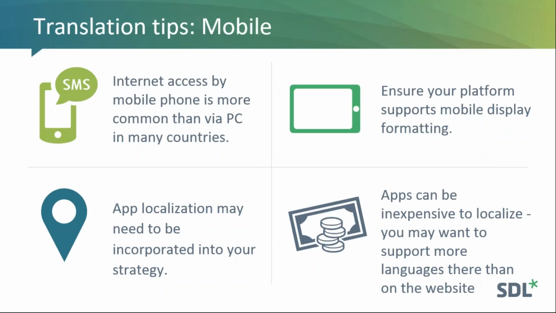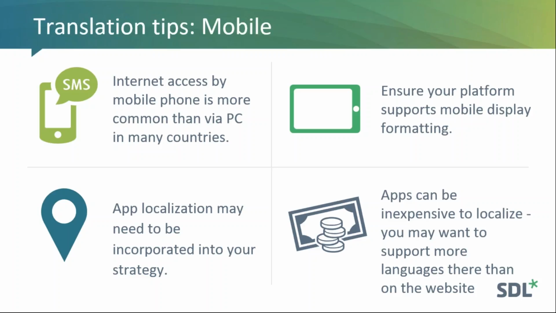If we look at mobile, again, considering mobile, in a lot of countries most internet access now is by mobile phone as opposed to PC. So really thinking about how you optimize for mobile is important. And what's the good news about mobile and particularly apps is that it can be quite inexpensive to localize, as there tends to be less content and words than on a traditional website. So always consider your mobile, your app, and make sure that's properly localized as well.